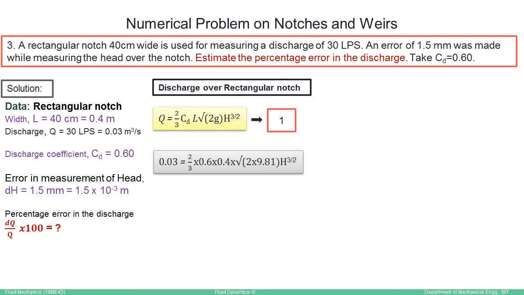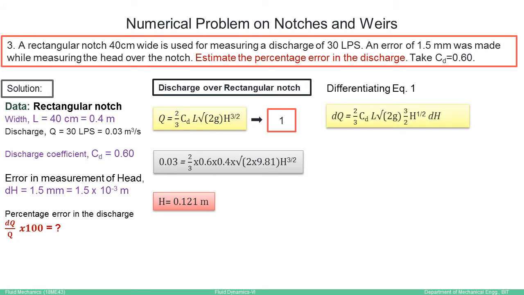And we can find out since we all know Q, C_D, L, the only unknown is capital H for the rectangular notch. We can find out H from this. And once you know this H, now we have to find a way to find out the percentage error in the discharge. Now from equation 1, if you differentiate that equation 1, we get dQ is equal to 2 by 3.